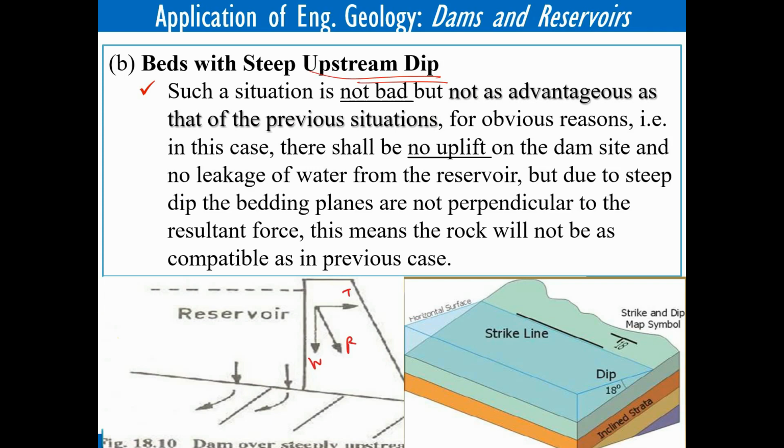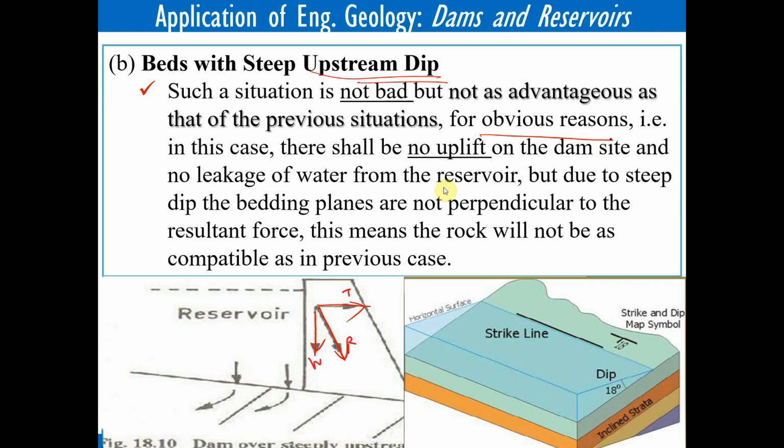So what will happen, that thrust is acting in this direction, the weight is acting in this direction, the resultant force will be acting in this direction. This situation is also good, it's not a bad condition. And for obvious reasons, in this case there should be no uplift of the dam site and no leakage of the water from the reservoir.